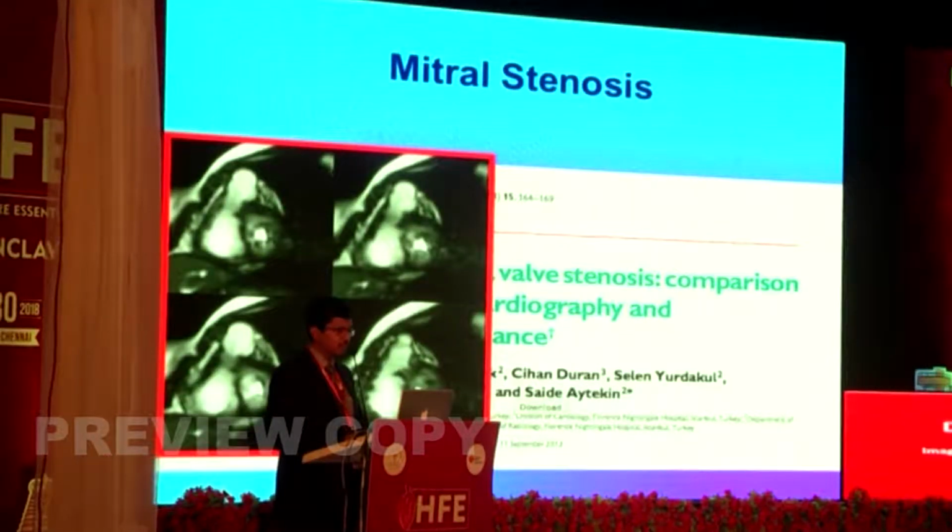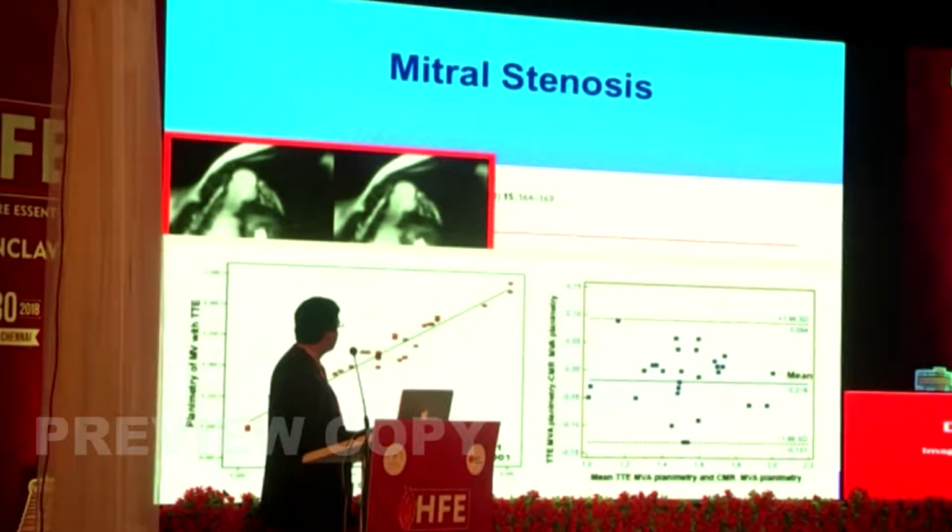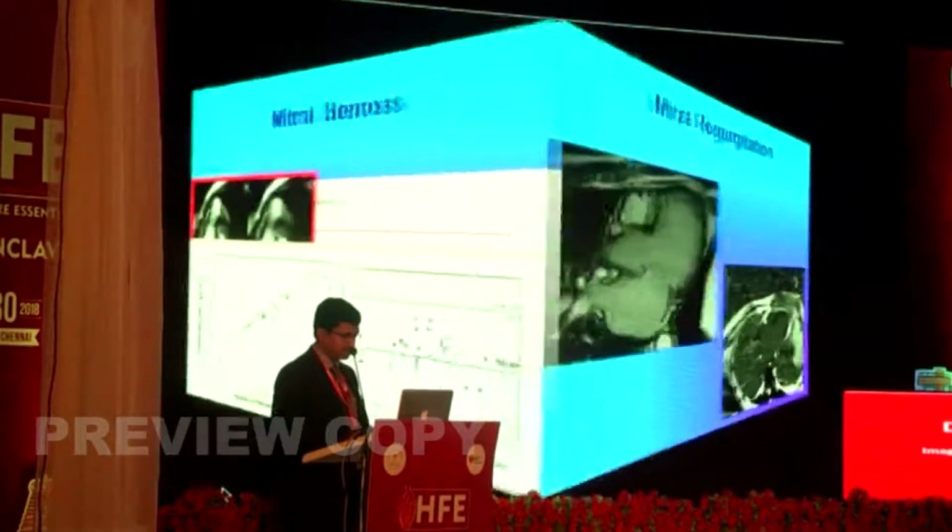Now, what about mitral stenosis? Echo is a very good tool. However, if they are calcified and deformed valves, then cardiac MRI is a very good adjunctive tool to be used. And you can see there is a very good correlation with transthoracic echo and cardiac MR in mitral stenosis assessment.